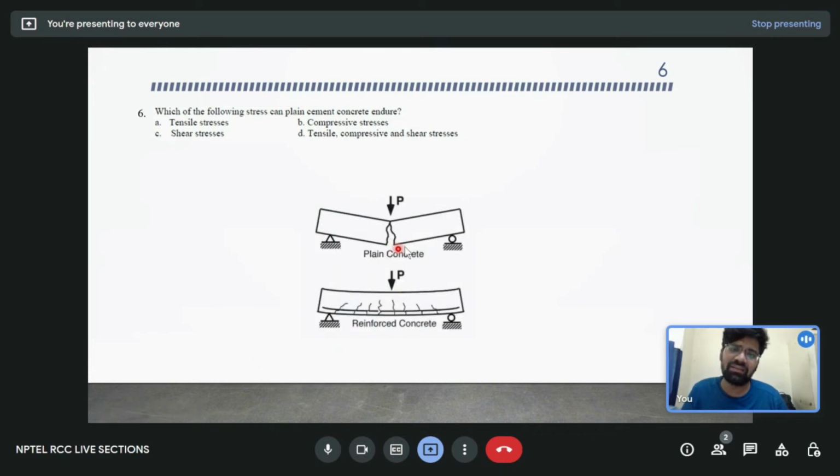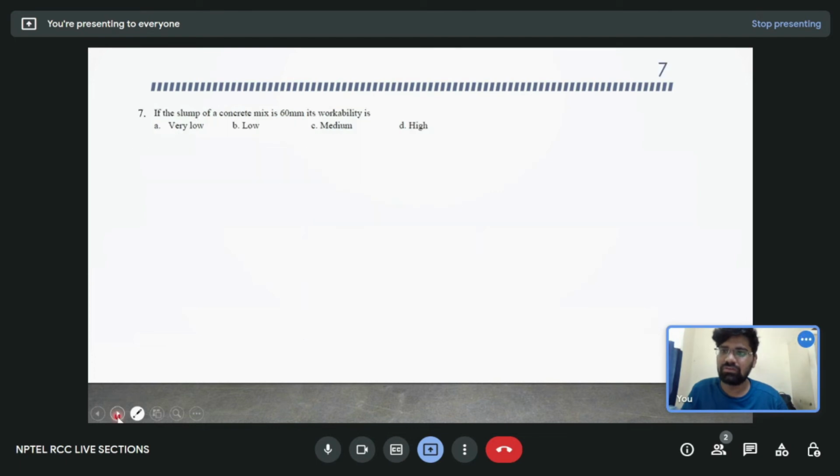You can see here, this is an unreinforced concrete beam and it failed in the tension region. So the only stress it can take is the compressive strength, and it cannot take shear stress either, because shear stress is basically associated with cracks. For those cracks again we need reinforcement so that the cracks do not elongate. So shear stress also cannot be handled by plain cement concrete. So again, the answer is compressive stress.